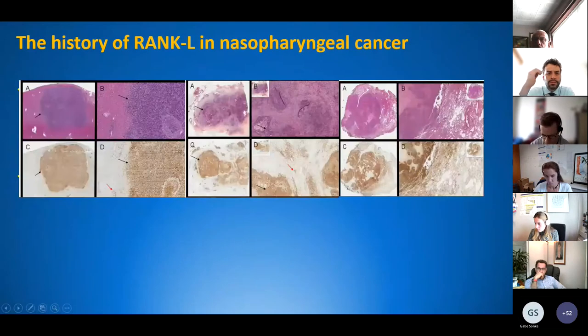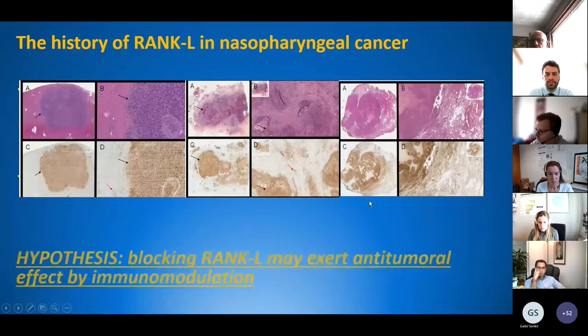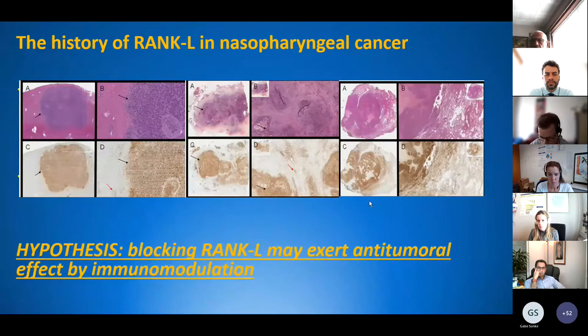On the upper part, you can see the hematoxylin eosin slides, and the lower part, the immunohistochemistry of RANK ligand. So there is a quite perfect mirroring of RANK ligand with the metastasis. These are metastasis in the lung. These are metastasis in the node, and these are lung metastasis. So you can see that the color of RANK ligand perfectly overlaps with the sites of metastasis. So the hypothesis was that blocking RANK ligand may exert an antitumoral effect by immunomodulation.